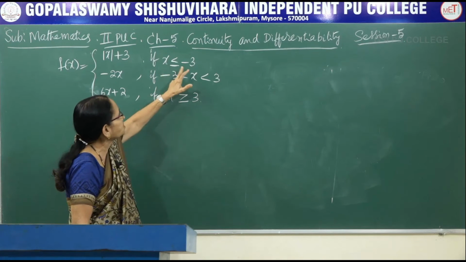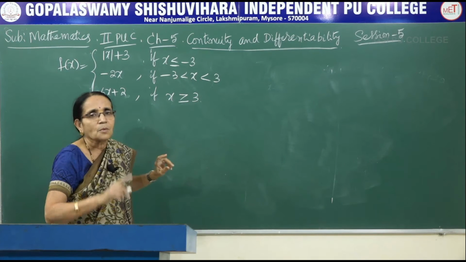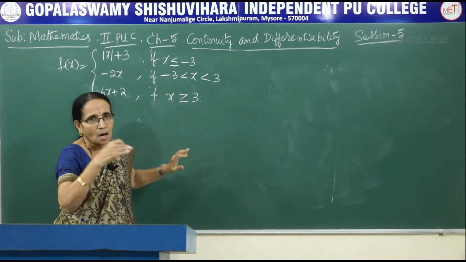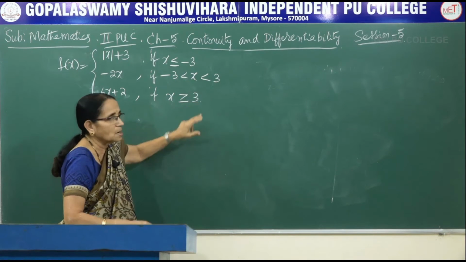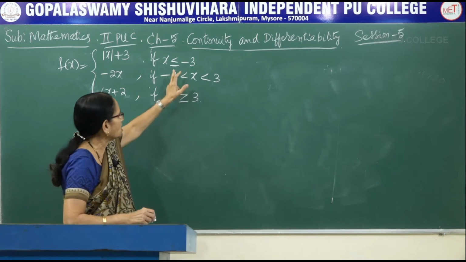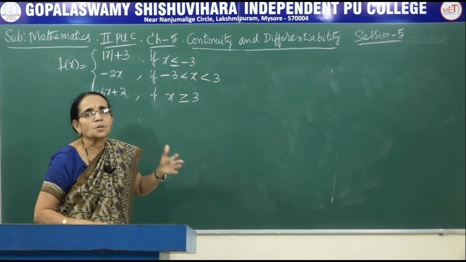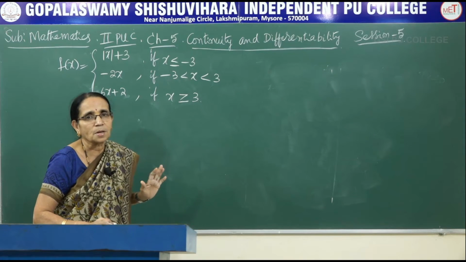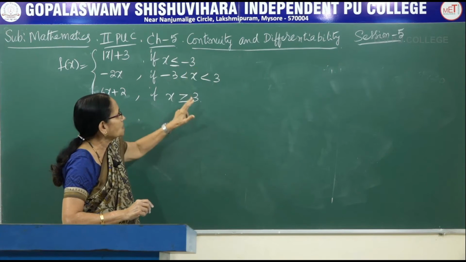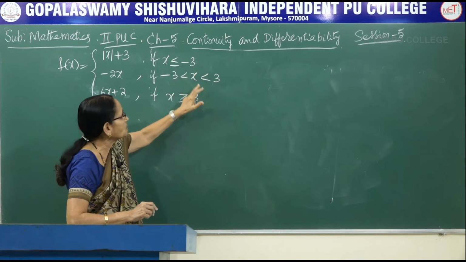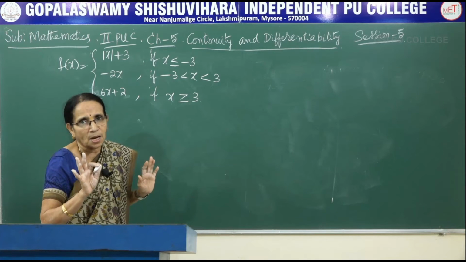That is, for all x strictly less than minus 3, before minus 3, we have to consider. For all x greater than plus 3, above 3, we have to consider. And then 2 points are there, at both the points you have to calculate. At x is equal to minus 3, how does it behave? At x is equal to plus 3, how does it behave? So, how many cases do you have to consider? 4 cases. Less than minus 3, greater than plus 3, at x equal to minus 3, at x equal to plus 3.